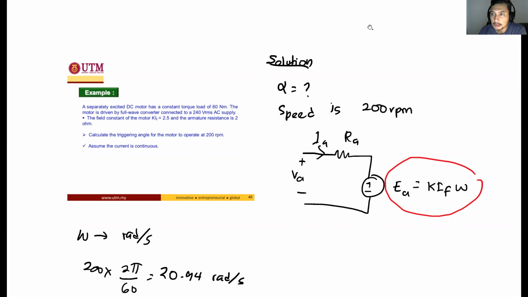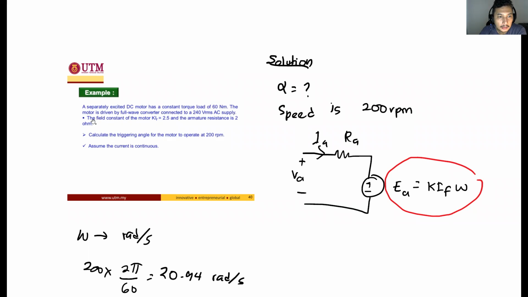Okay, so this is an example from the notes. A separately excited DC motor has a constant torque load of about 60 Newton meter. So this is a constant, meaning that it is a straight line. The motor is driven by the full wave converter, and for this case, it's actually a rectifier, which is connected to a 240 volt RMS AC supply.